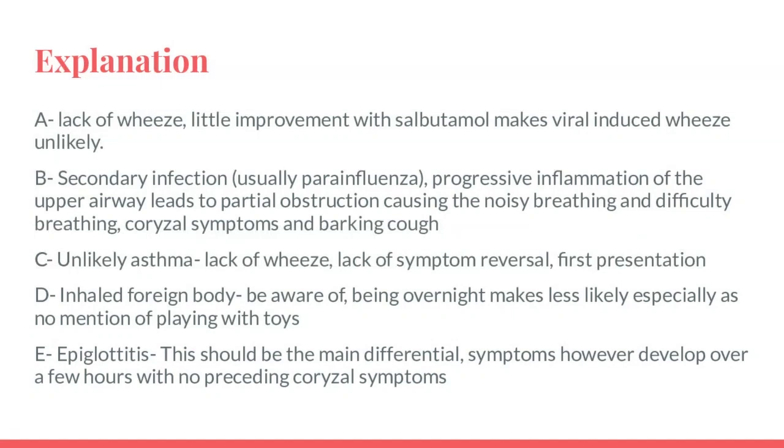So then that takes us to our answer. So croup, likely that this is a bit of a secondary infection. We spoke about the child being a bit unwell beforehand. That inflammation of the upper airways leads to that partial obstruction. That's what causes that noisy breathing. So that's an upper airway sound. That difficulty in breathing, coryzal symptoms, the barking cough.